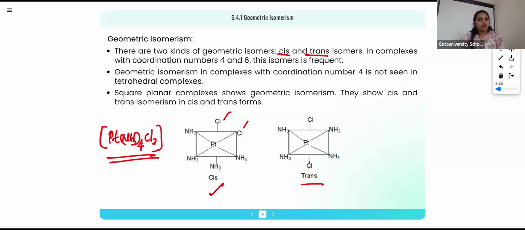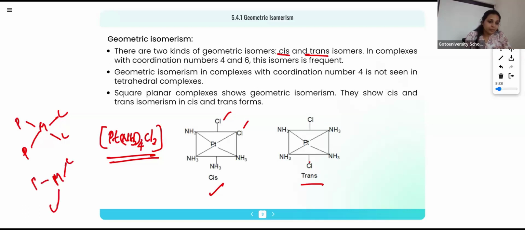The octahedral complexes show cis isomerism, and square planar complexes can also show cis isomerism. Square planar means ML4 type, like this. LLPP, this is cis. Trans means LLPP, this is trans.